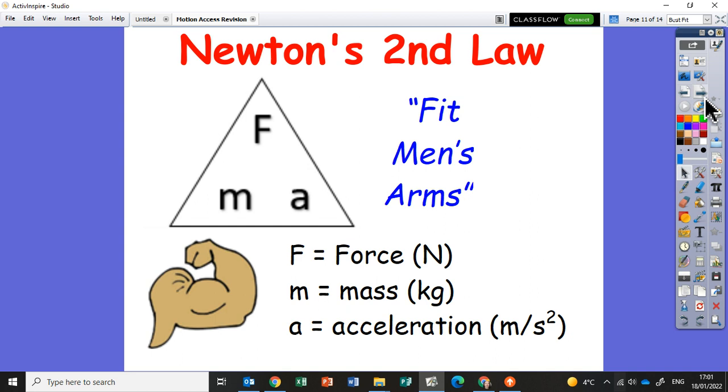Newton's second law is an equation. F for force in newtons, m for mass in kilograms, a for acceleration in meters per second squared. The mnemonic for this one is fit men's arms.